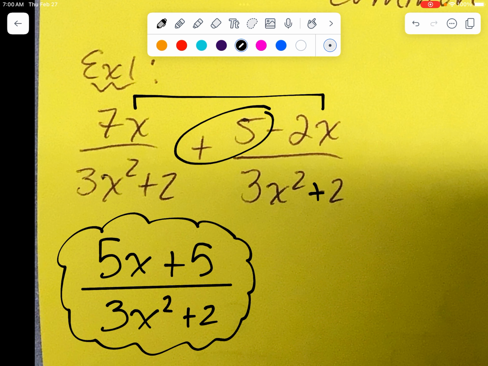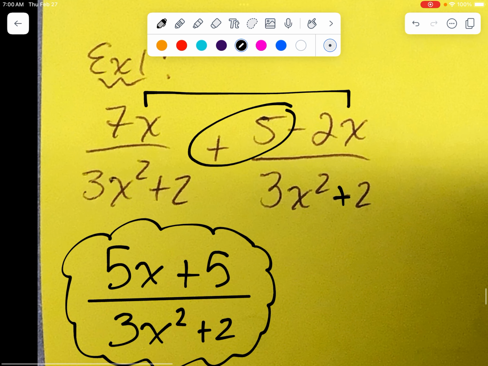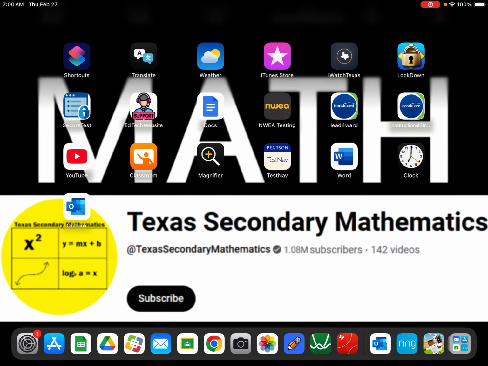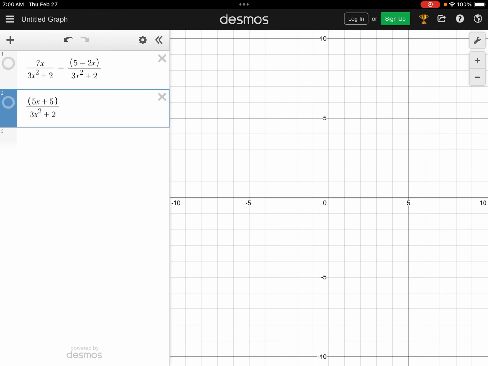And of course, you can use Desmos or any graphing calculator if you have only one variable. See how we're using x here, right? So if I only have one variable, I can use Desmos. Let me show you guys what that looks like here. So we'll pull up Desmos.